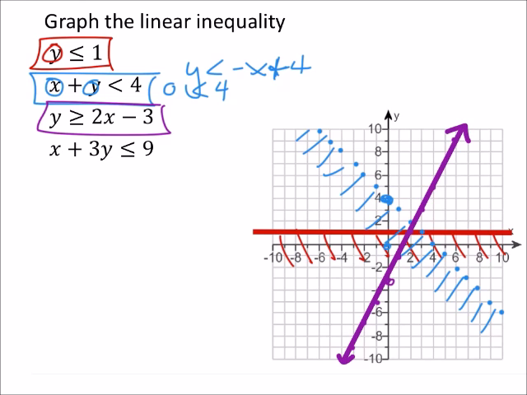Let's test the point 0, 0 again. So I got 0 is greater than or equal to negative 3. That's true. So I would shade towards that point.